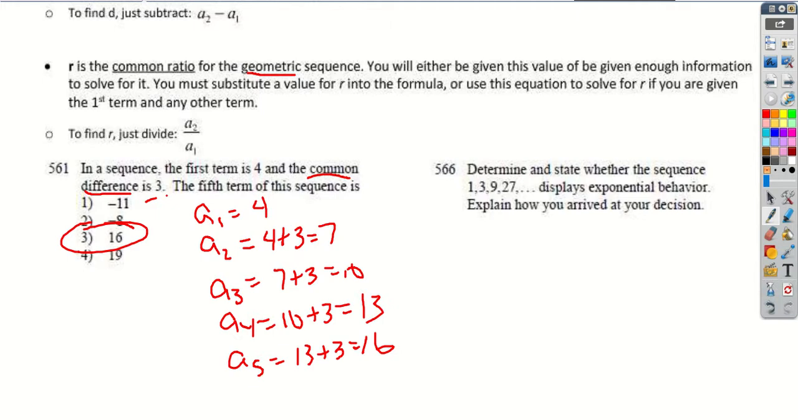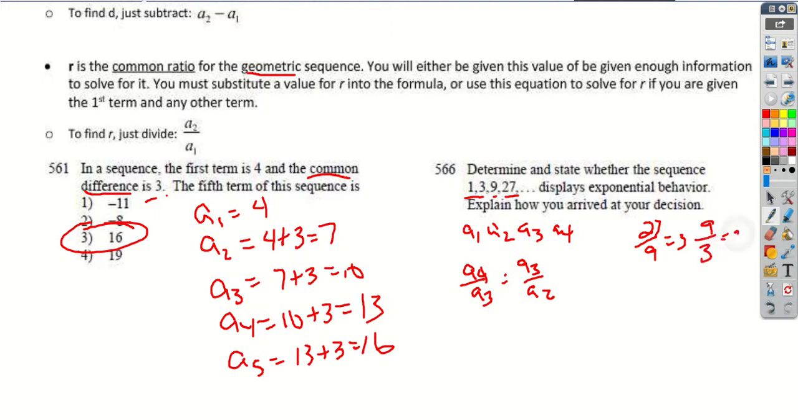All right. State whether the sequence displays exponential behavior. Describe how you got your decision. So if, for example, A1, A2, A3, and A4 are 27, 9, 3, and 1 respectively, we would know that if A4 over A3 is equal to A3 over A2, and so on and so forth, if that's the same, that means we're multiplying to get from one term to the next. So 27 over 9 is 3, right? 9 over 3 is equal to 3.